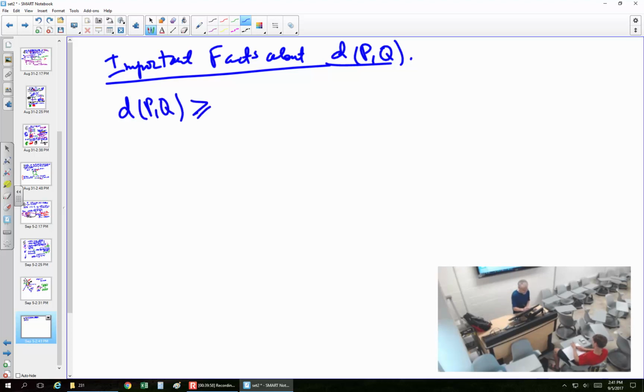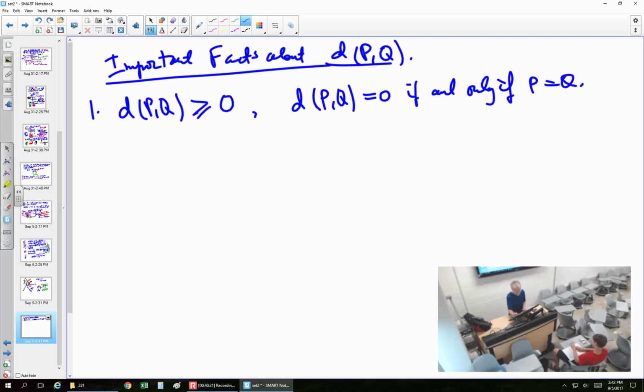For example, it is larger than or equal to 0, always. That's the first property. To begin with, you can see it is a square root of a sum of squares, so it cannot be negative. But also there is more to it. dpq is equal to 0 if and only if p is equal to q. So if these are two different points, the distance is positive.